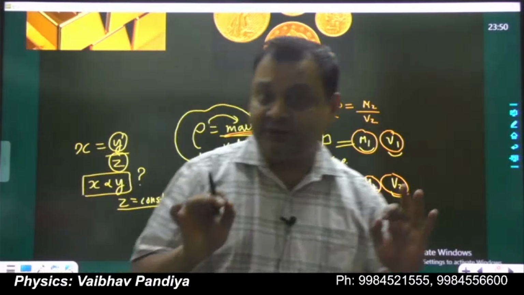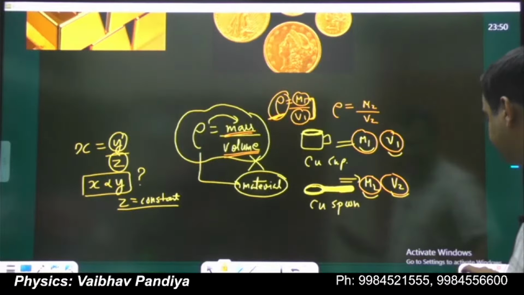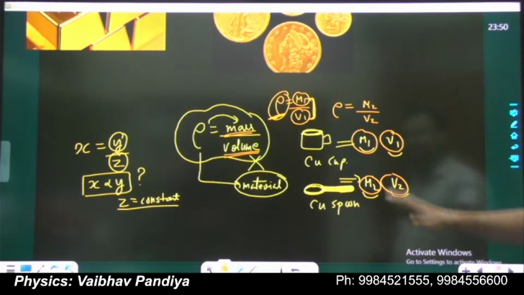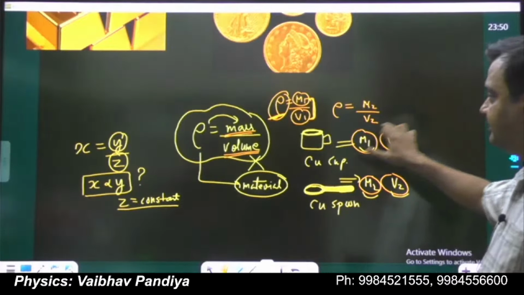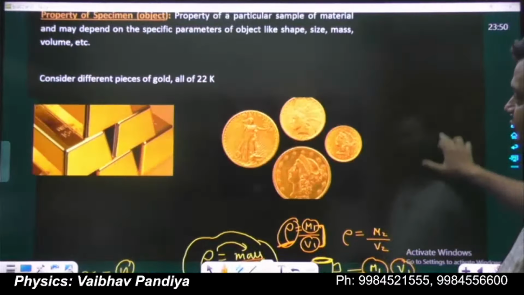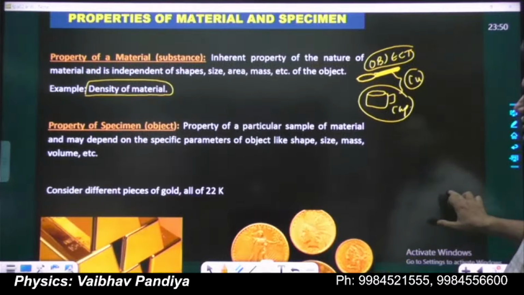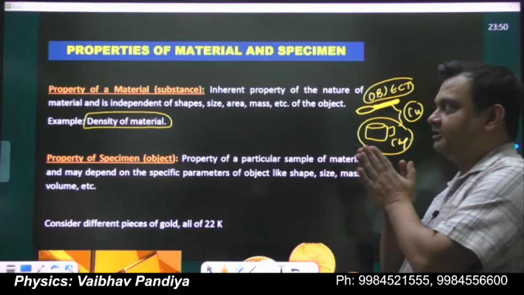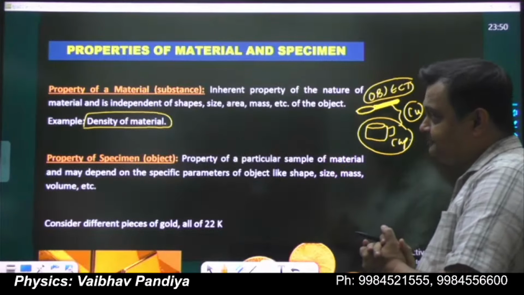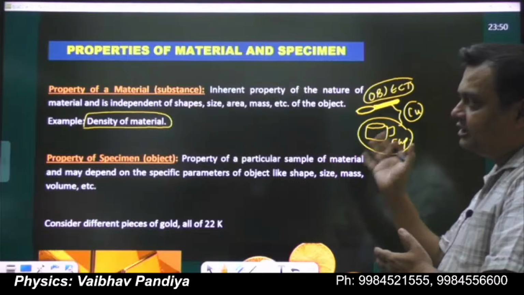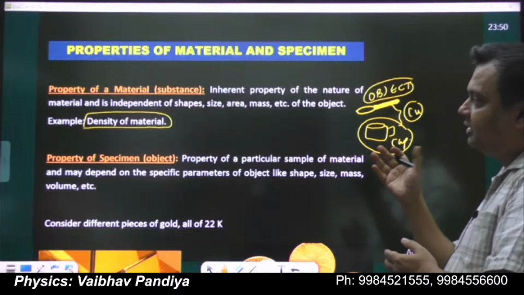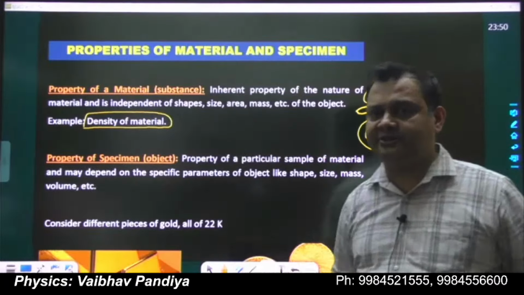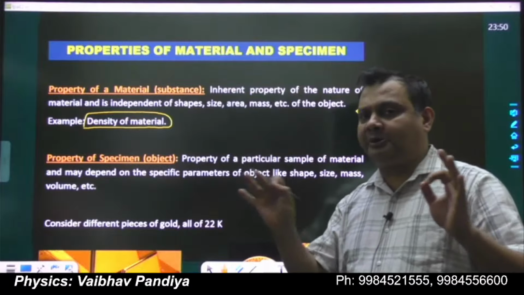This is a very critical point to understand, that density is not the property of the object, it is the property of the material. If you are changing the mass, the volume will change, but density will not change. So whenever we have some property of a material or substance, that is the inherent property, and this property will not depend on the shape or size or area or mass of the object. You can make any object of the same material. This property will not change.